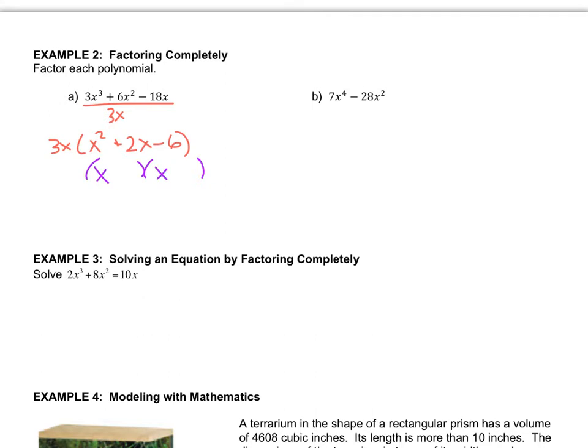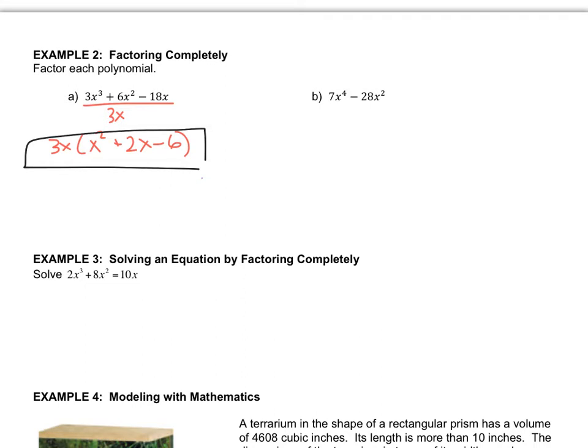6 and 1 doesn't give me 2, 2 and 3 doesn't give me 2 either. So actually, this is factored completely because that trinomial is not factorable. The factor pairs of negative 6 don't give you positive 2. Remember, that's our rule. We have to multiply to negative 6 and also add to 2. Since I don't have an integer pair, this actually is as far as you can go. Crazy.